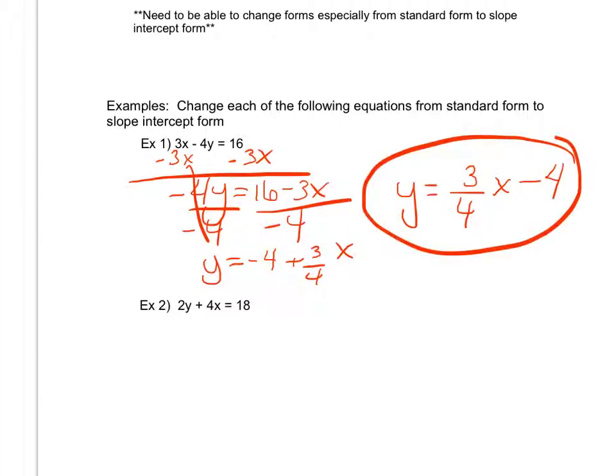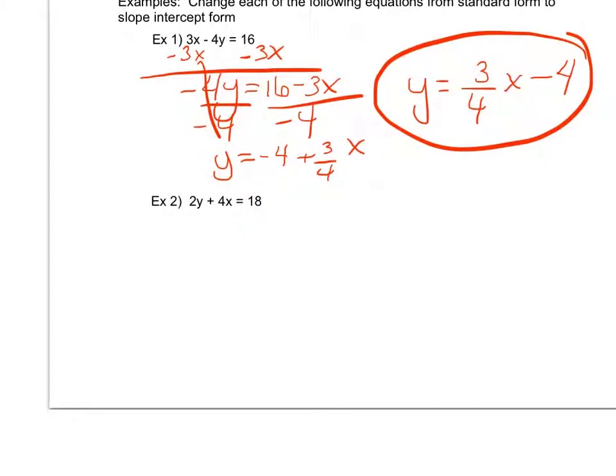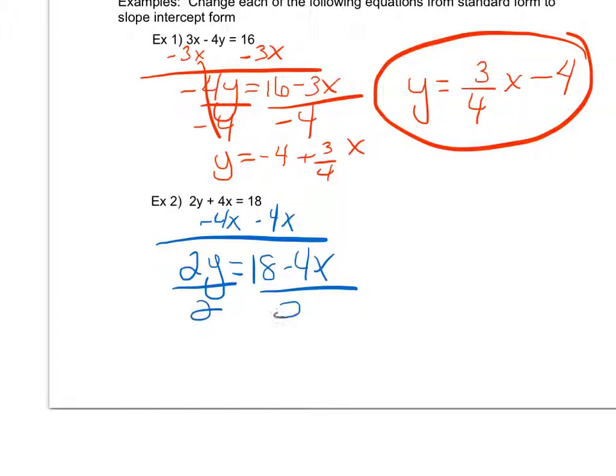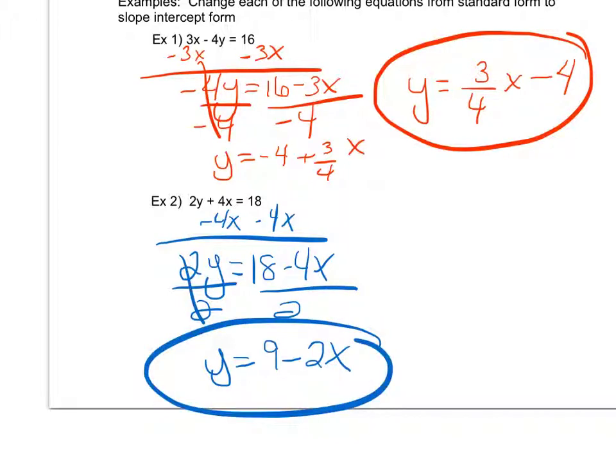And then looking at the next example, doing the same thing, I'm wanting to get y by itself, so I'm going to go ahead and first get rid of the 4x by subtracting it from both sides, giving me 2y equals 18 minus 4x, and then dividing both sides by 2, leaving me with y equals, making sure to split and divide both of these by 2, 9 minus 2x. And of course I could always rewrite this with the mx first, just making sure that the sign belongs to the number it's in front of, so the minus 2x is still a minus 2x, and the positive 9 is still a plus 9.